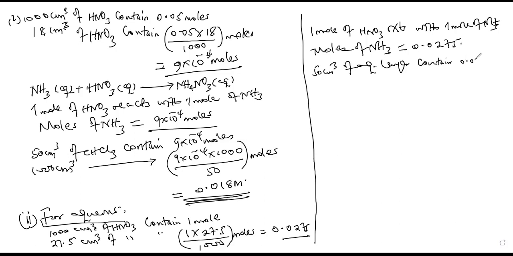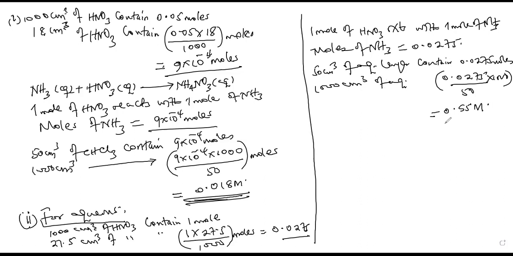contain 0.0275 moles. What about 1,000 cubic centimeters of aqueous layer? It will contain 0.0275 out of 50 times 1,000. Do it from first principles by writing all the words. And this is going to give us 0.55 molar. Now, this is the molarity, or the concentration, of ammonia in the aqueous layer, or the concentration of total ammonia.